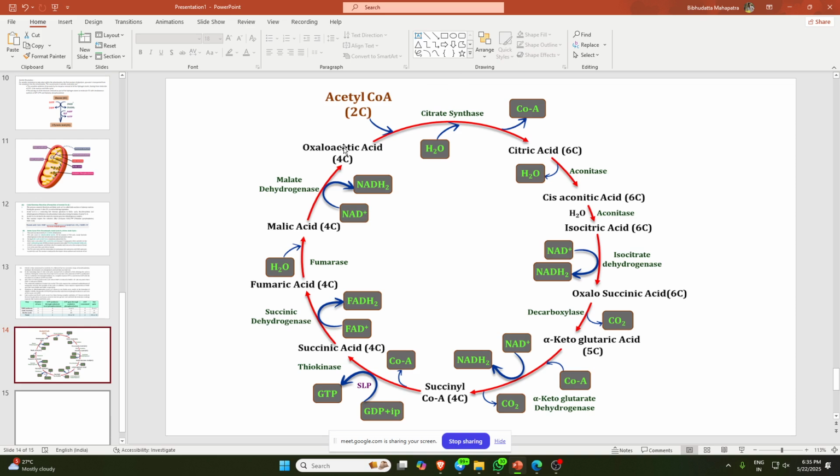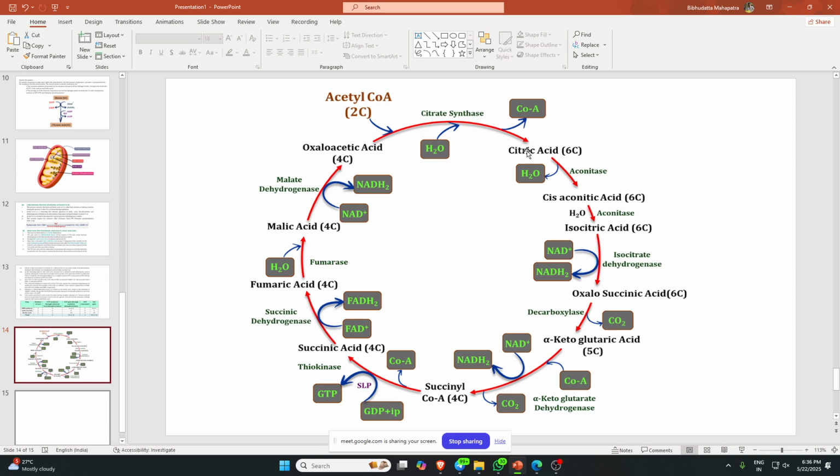Now over here, see here. This is the oxaloacetic acid, a 4 carbon compound. The acetyl coenzyme, a 2 carbon compound, will be added over here. Here water is added, and the process is called condensation. The coenzyme A of this acetyl coenzyme A which is added over here is released. Now this product is the first product. This is the first reaction. The first product is citric acid.